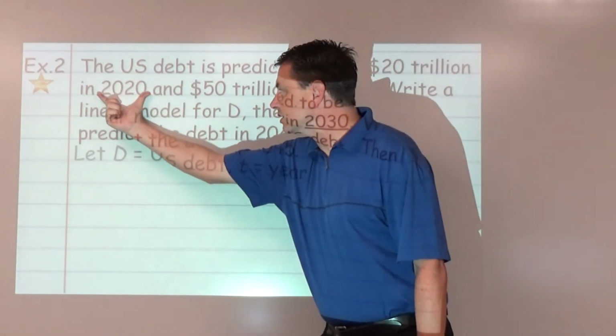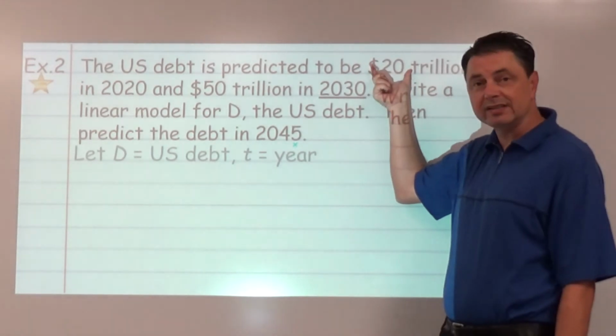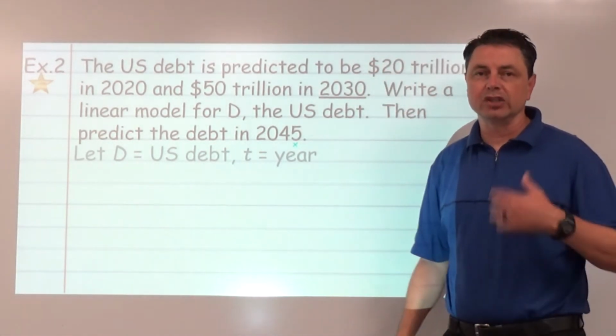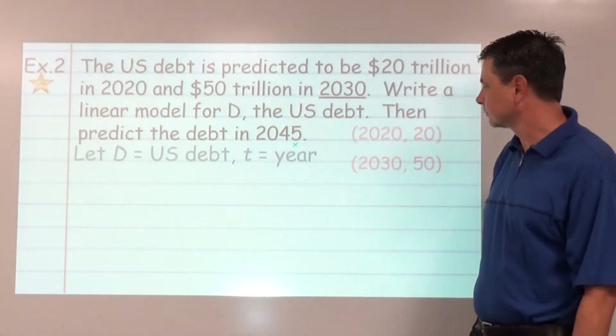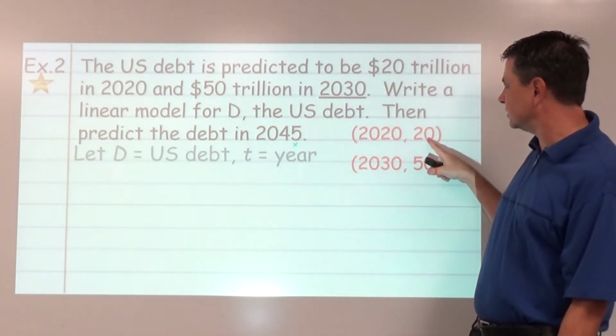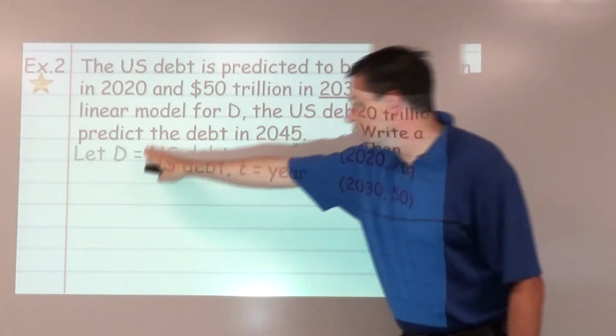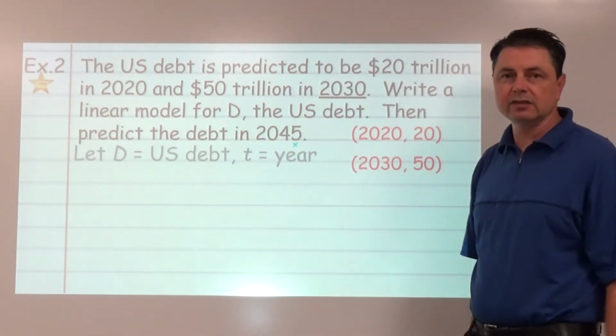So 2020, comma, and we don't have to write it with all the zeros. We could just put 20, understanding that it means trillion. So we've got from the first part, the year 2020, here's our debt, time and debt. So x coordinate, y coordinate for setting up the points.